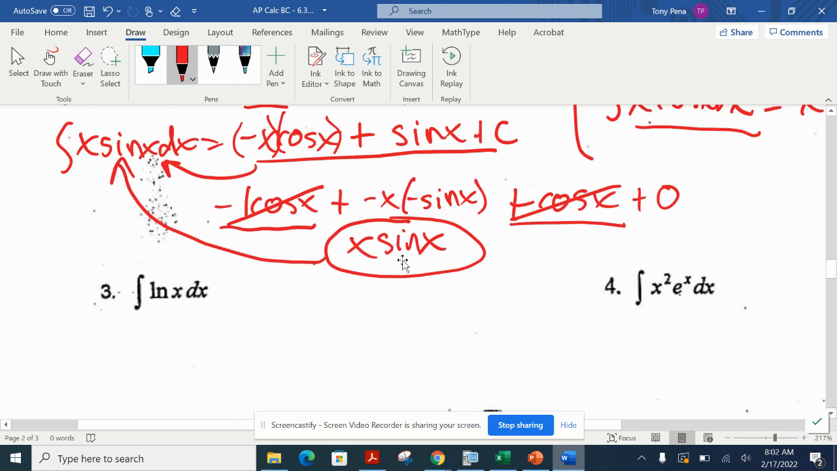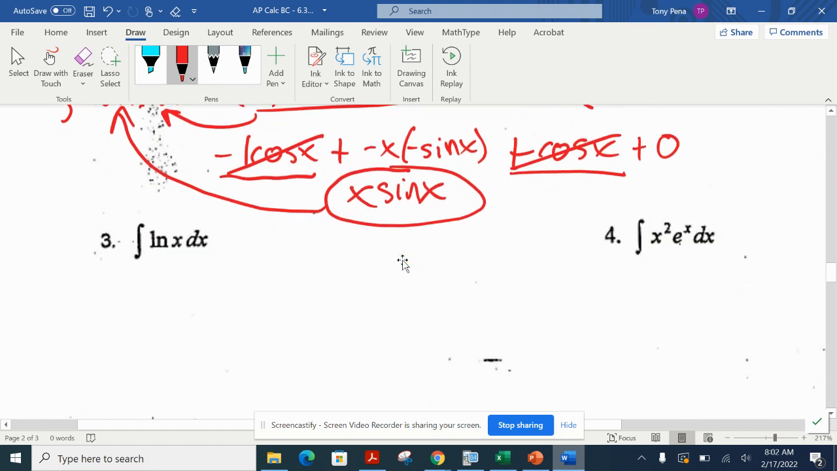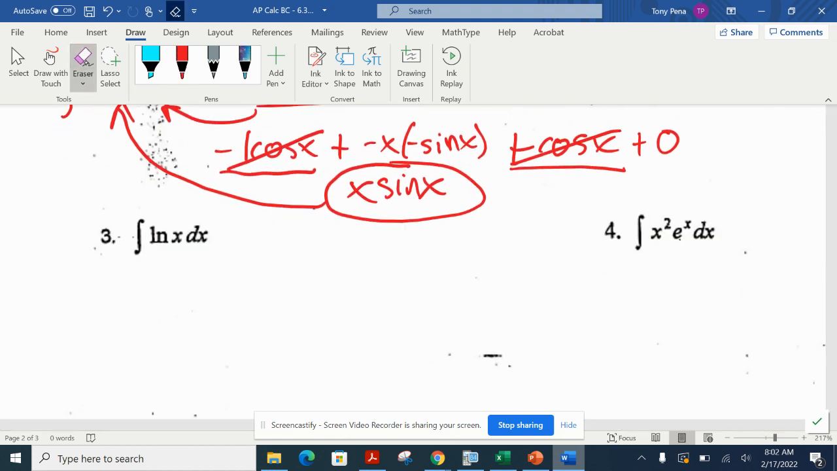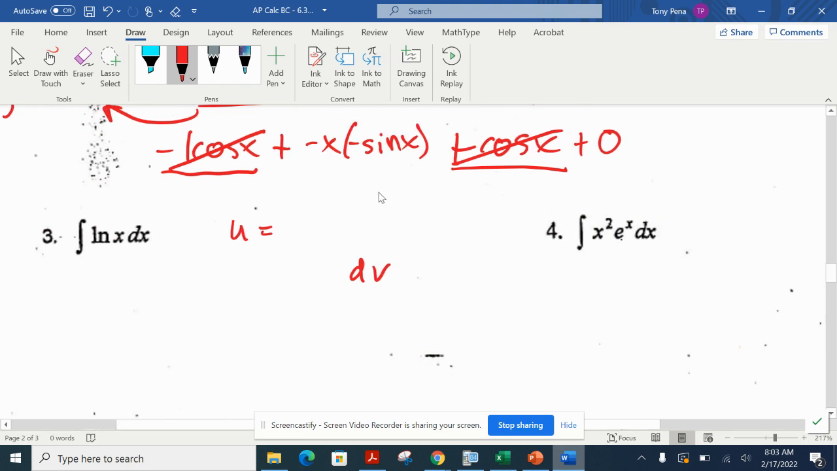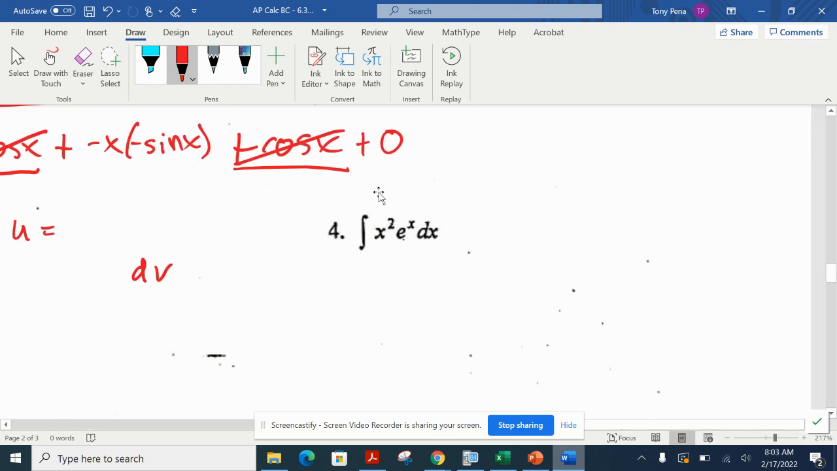All right, 3. When we come down here, picking our u and our dv, you may be wondering now, how do we know what we're picking? So actually, on that note, let's jump to 4. I just had a thought that maybe this would be a better one to do right now. So go to 4, and let's pick our u and our dv.